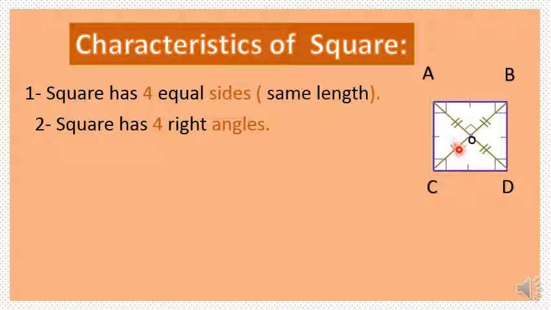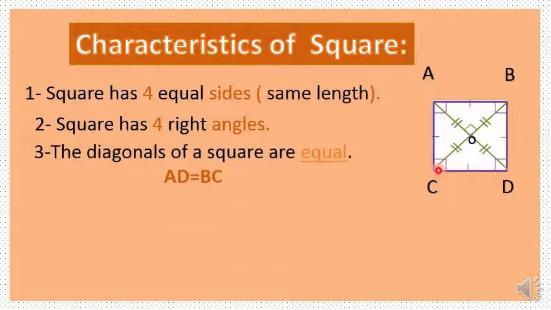They have 2 dashes. It means AO is equal to OD. O is the midpoint of AD, and OB is equal to OC. O is the midpoint of BC. This indicates that AD and BC are equal and they bisect each other. We took these properties before.